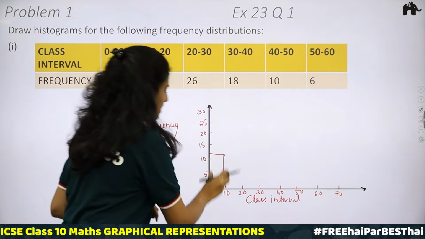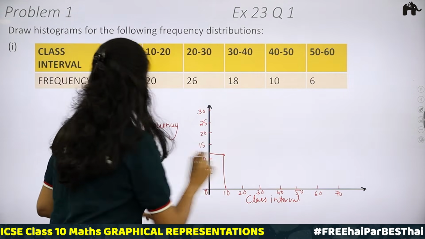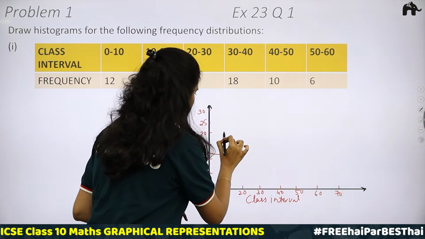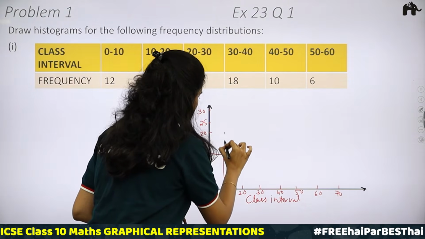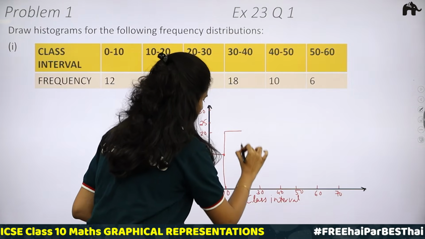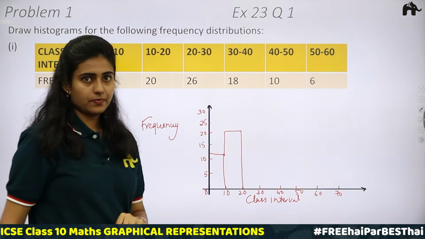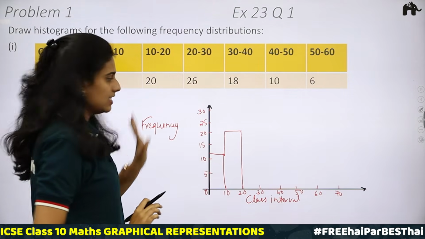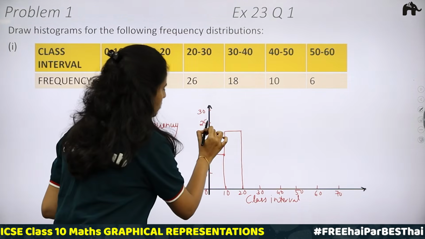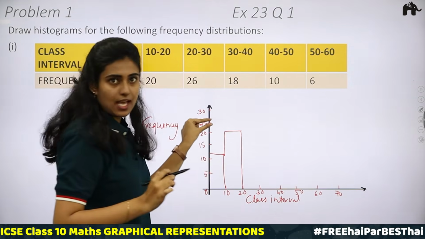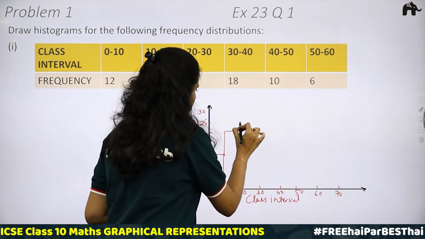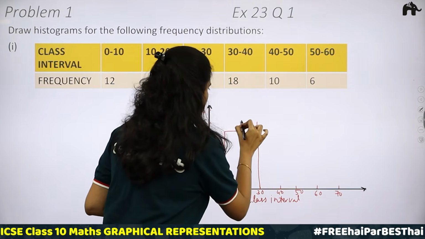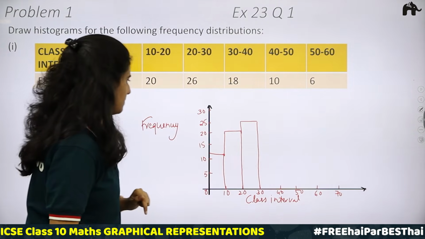Okay. Create the rectangular box. Then, 10 to 20. 10 to 20, it is 20. Where do we have 20? Here we have 20. So, this is how it looks. Now, 20 to 30, it is 26. Where do we have 26? We have 25 here. 26 is just above that. Okay. Here we will be having 26. 20 to 30, we have 26.